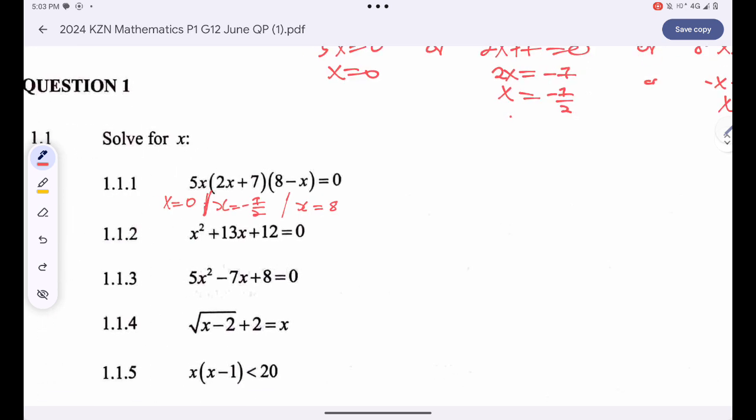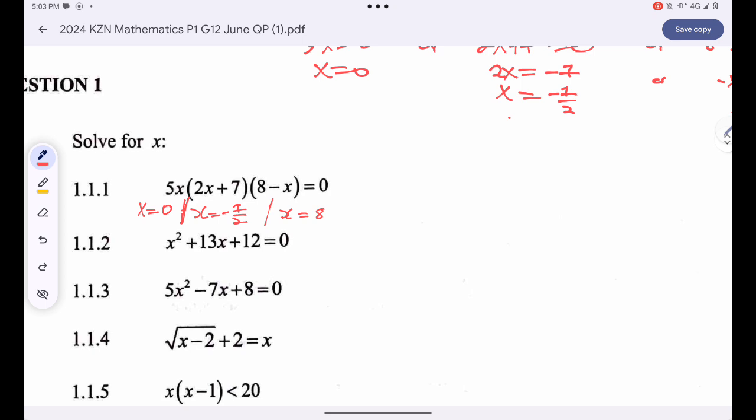Okay? And then 1.1.2, we are supposed to solve for x. We are given a quadratic equation which is already in standard form. So all we have to do, guys, is to just factorize. I simply have x squared plus 13x plus 12 is equal to 0. I'm looking for the factors of 12 that when I add will give me 13. And those factors are 12 and 1.